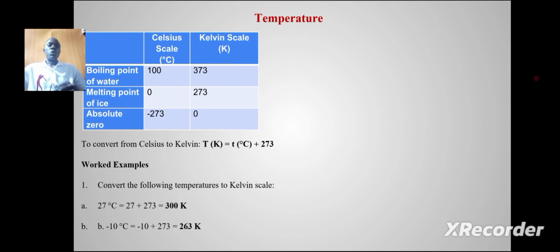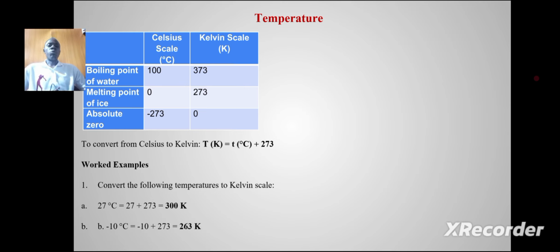For example, water boils at 100 degrees Celsius, and that is the boiling point of water on the Celsius scale. But on the Kelvin scale, water boils at 373 Kelvin. The freezing point, or melting point, of water is 0 degrees Celsius, but it is 273 Kelvin, and so on and so forth. So these are two scales of measuring temperature that we use in science.